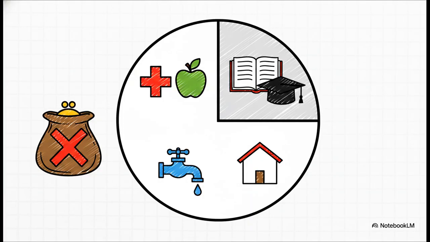So what exactly are they measuring? The global MPI looks at 3 key dimensions: health, education, and standard of living. Each gets an equal weight of 1/3. It acts as a fantastic complement to income poverty. Instead of just checking a bank balance, it visually maps out real-world deprivations. It looks at indicators like nutrition and child mortality for health. It checks years of schooling and attendance for education, and it measures everyday standard of living through access to safe cooking fuel, sanitation, drinking water, electricity, housing, and basic assets.